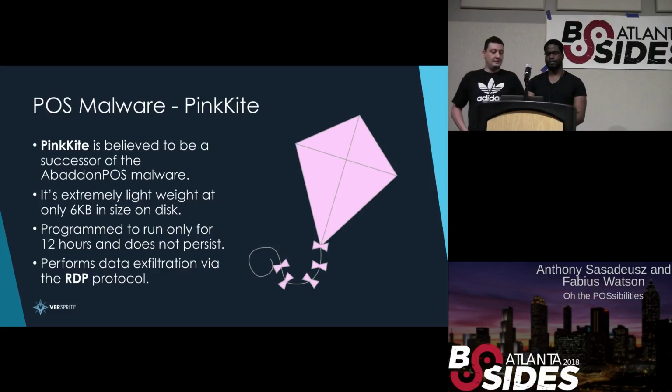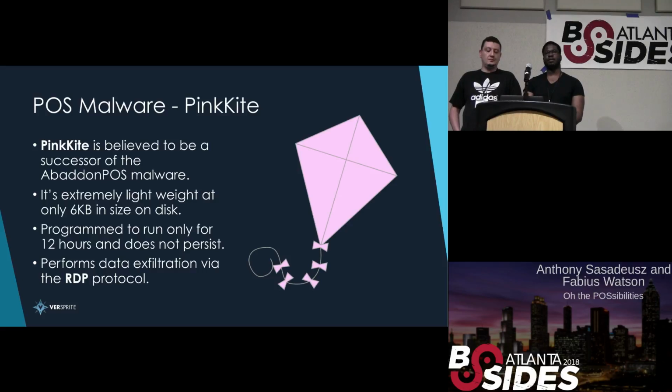And the last piece of point-of-sale malware that we're going to talk about is Pinkkite. Pinkkite's relatively new. I believe it was discovered in March of 2018. It's a successor of the Batten malware family. It's really small, it's 6 kilobytes. It kills itself after 12 hours. It's sort of a quick and dirty POS malware just to steal card information and remove its tracks.